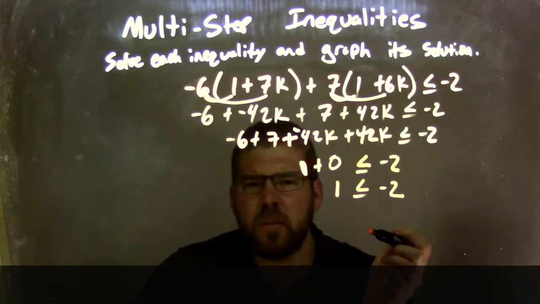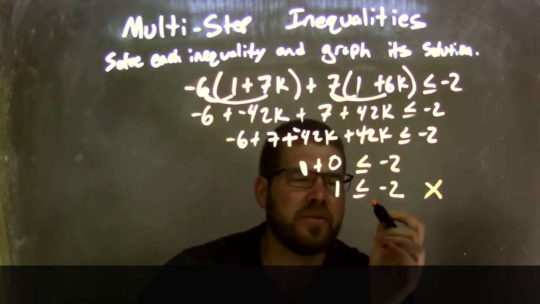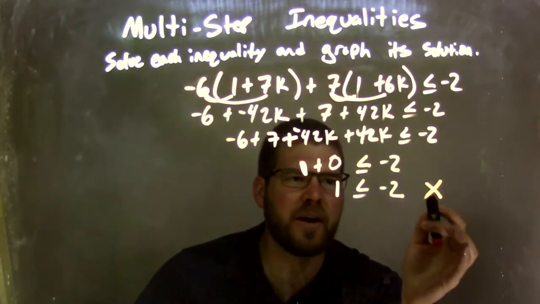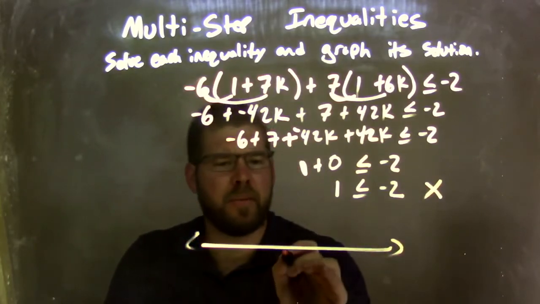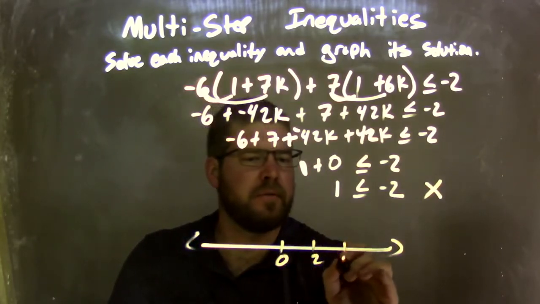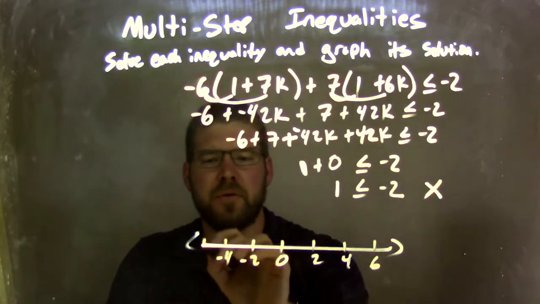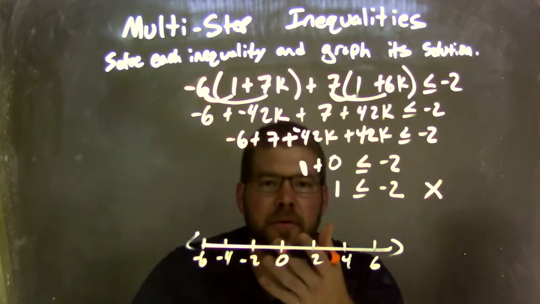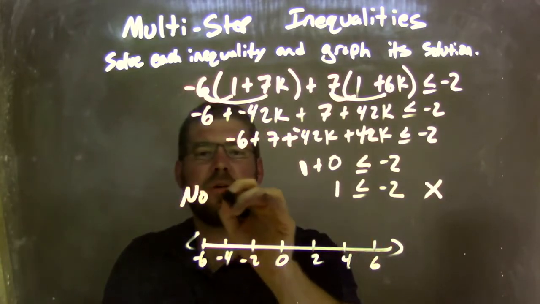Is that a true statement? No, 1 is not less than or equal to negative 2. That's false, right? I don't like that, okay? So, okay, how do we graph that? Well, if I graph it up my number line here, 0, 2, 4, 6, negative 2, negative 4, negative 6. How do I graph it? Well, I can't graph it. There's actually no solution here. So there's no solution.